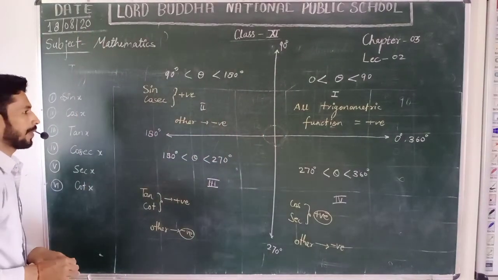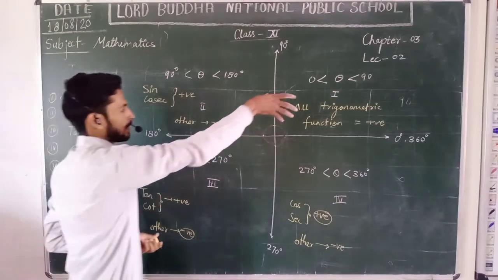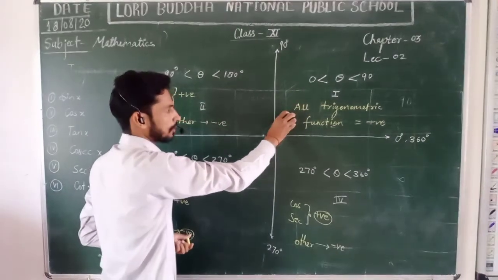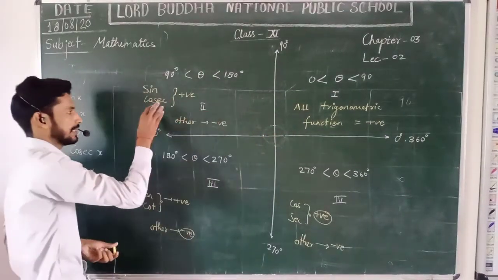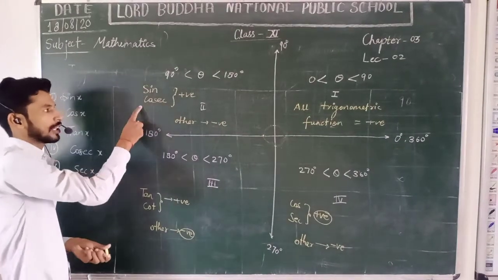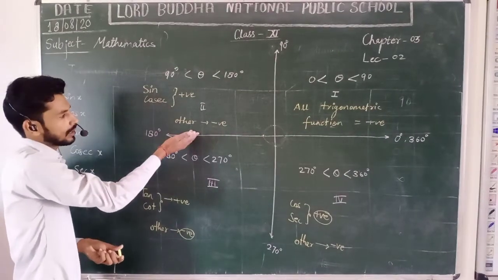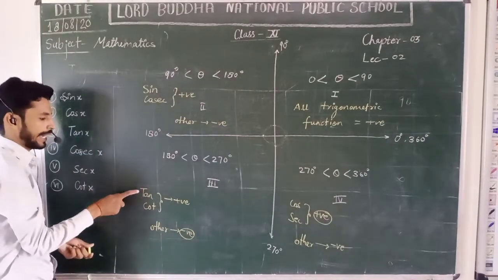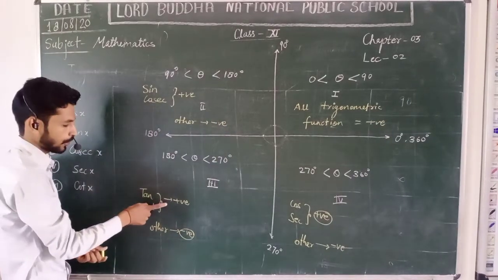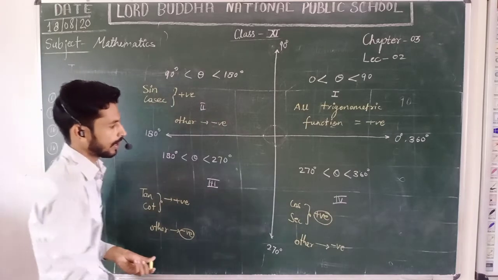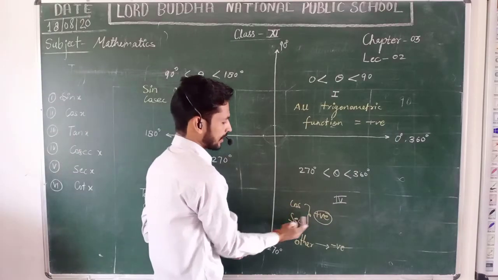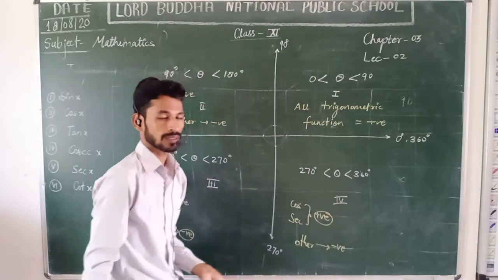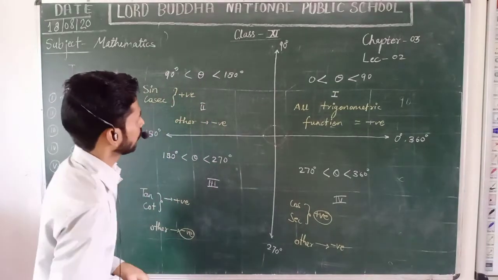Okay, so we can see here in the first quadrant all trigonometric functions are positive, but in the second quadrant sine and cosec are only positive, other trigonometric functions are negative. But in the third quadrant, tan and cot functions are positive, others negative, and in the fourth quadrant, cos and sec are positive and other trigonometric functions are negative.